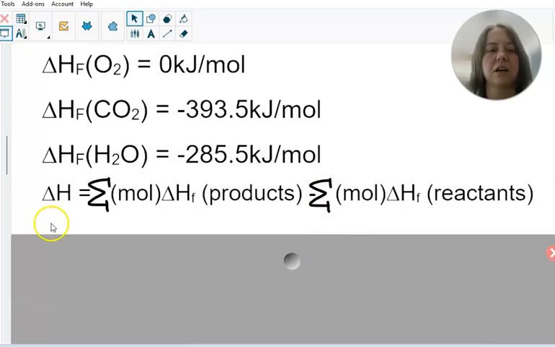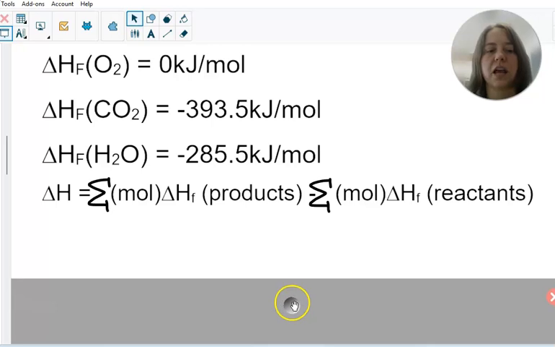So then we're going to please write this equation out, because remember you need to write the equation, then we're going to sub in numbers. So delta H equals sigma, the sum of the number of moles times the enthalpies of formation of the products minus the sum of the number of moles times the enthalpies of formation of the reactants. All right, so then we're going to start subbing in our numbers.